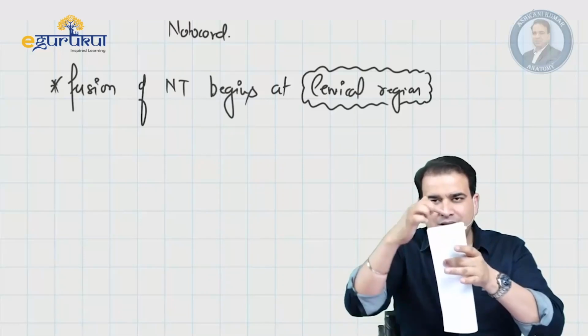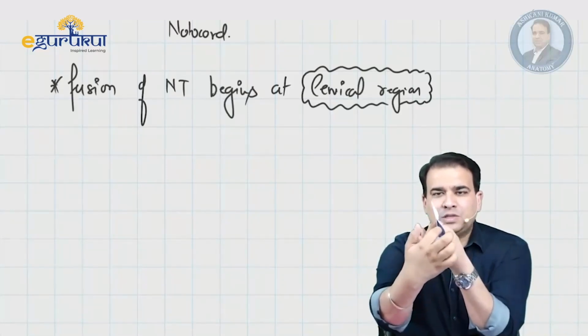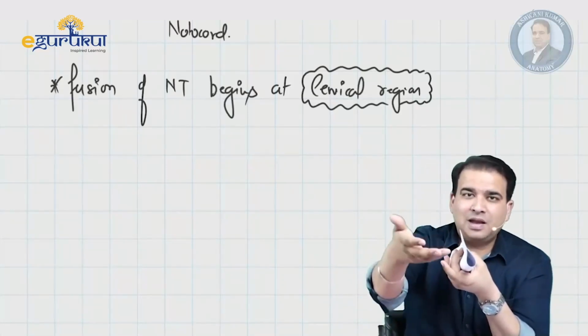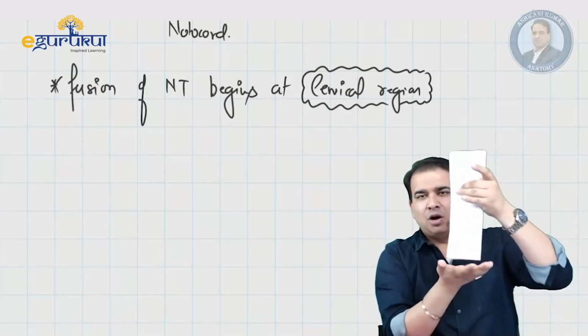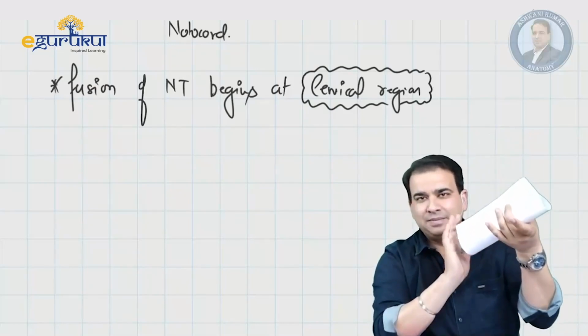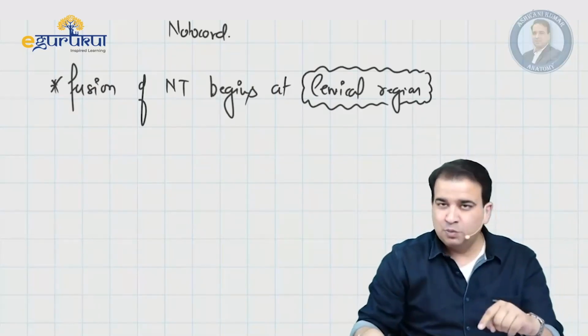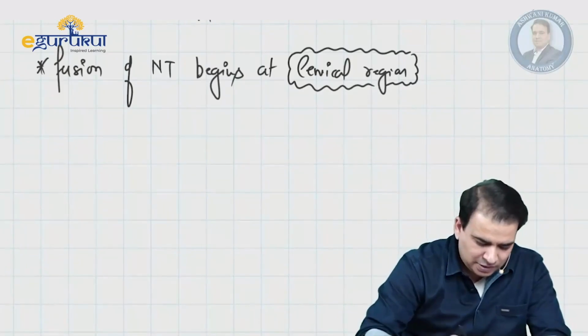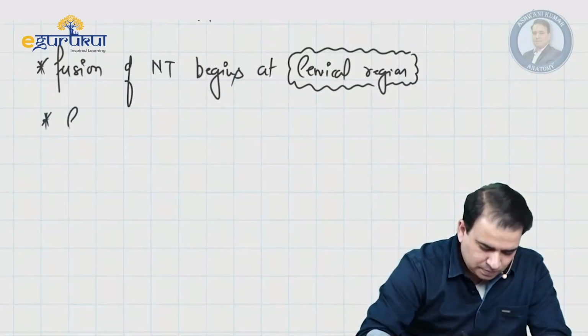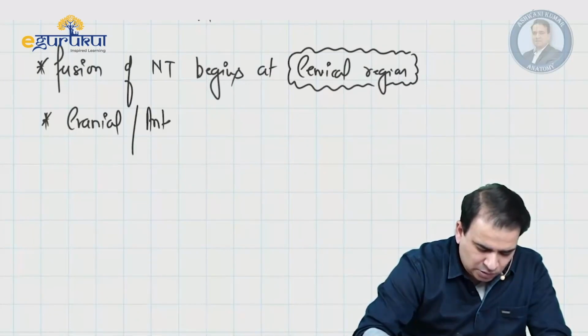And that is why this cranial neuropore, this opening here, also called the anterior neuropore, will close first, and the caudal or the posterior neuropore will close later. So the fusion of the neural tube begins, as we said, at the cervical region, but the cranial, which is also called anterior.